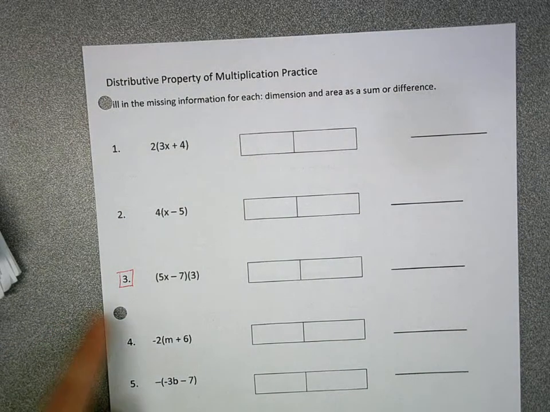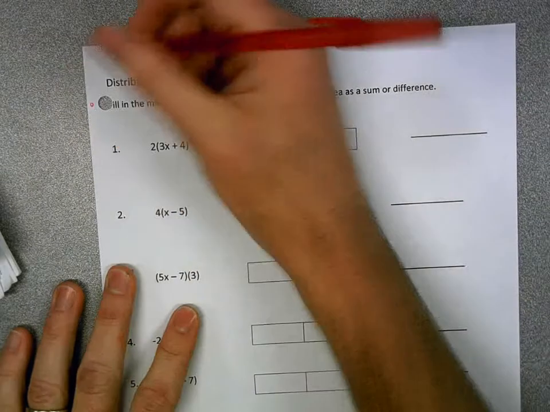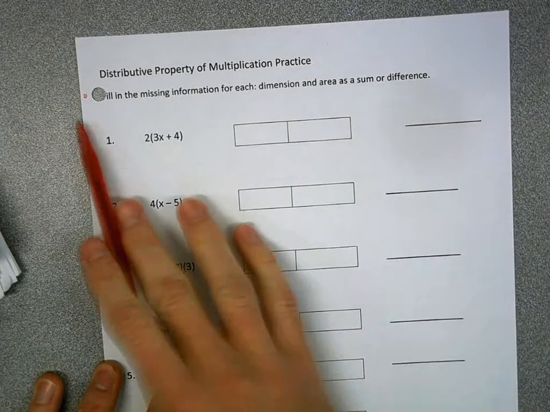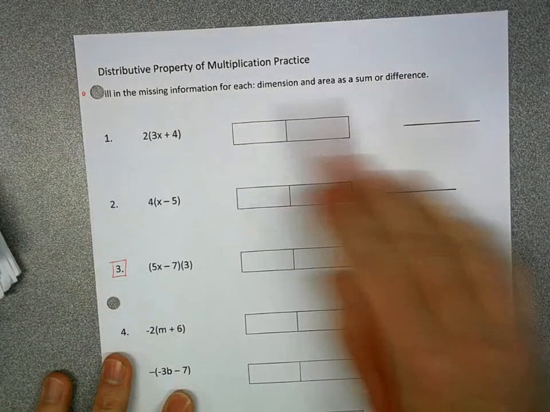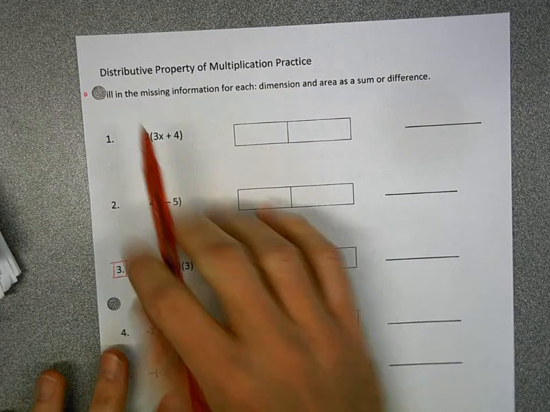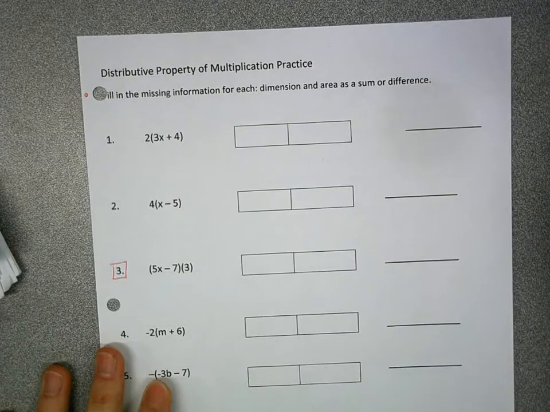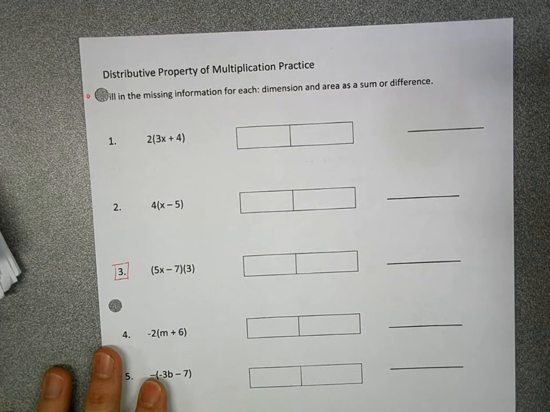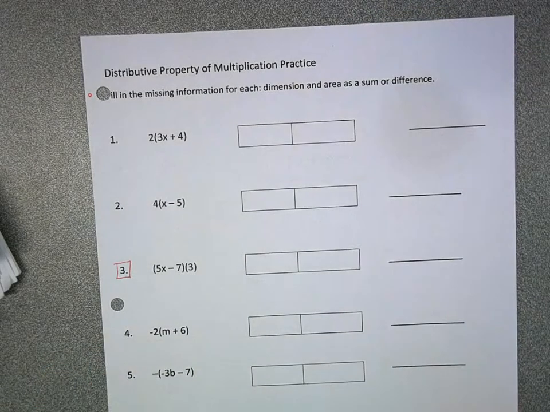Problem number 3. Now before we do this, I want to talk about a couple of things. The first thing is let's look at the directions and let's go ahead and close read them. All right, here we go. Fill in the missing information for each dimension and area as a sum or difference. I don't know why that colon's there, but it shouldn't be. All right, now fill in the missing information for each dimension and area as a sum or difference, okay? It sounds a little weird.